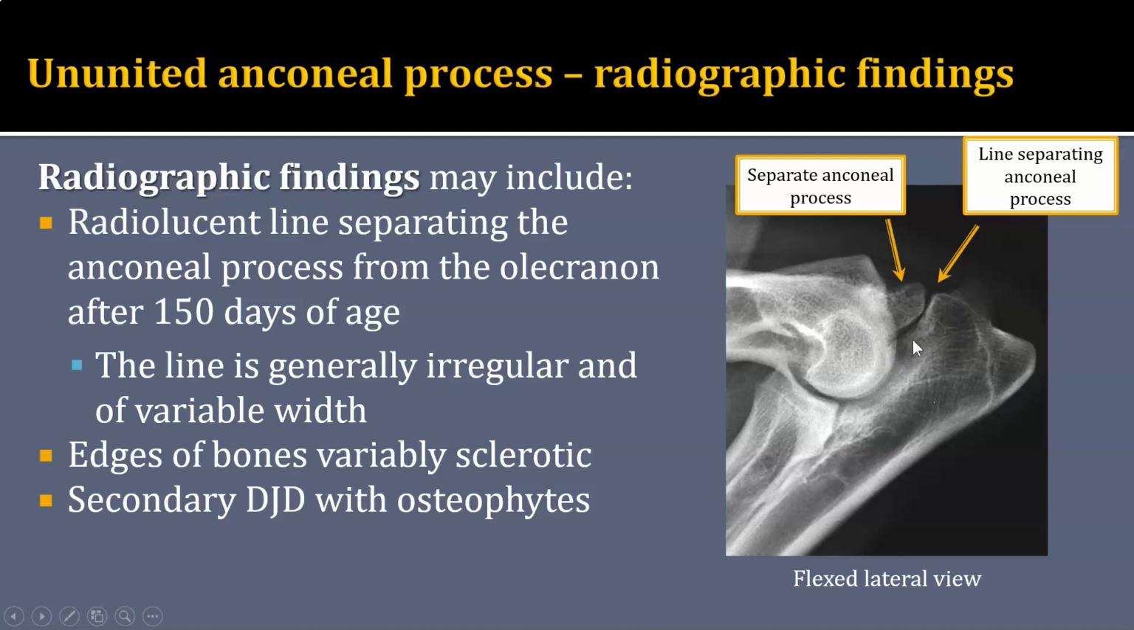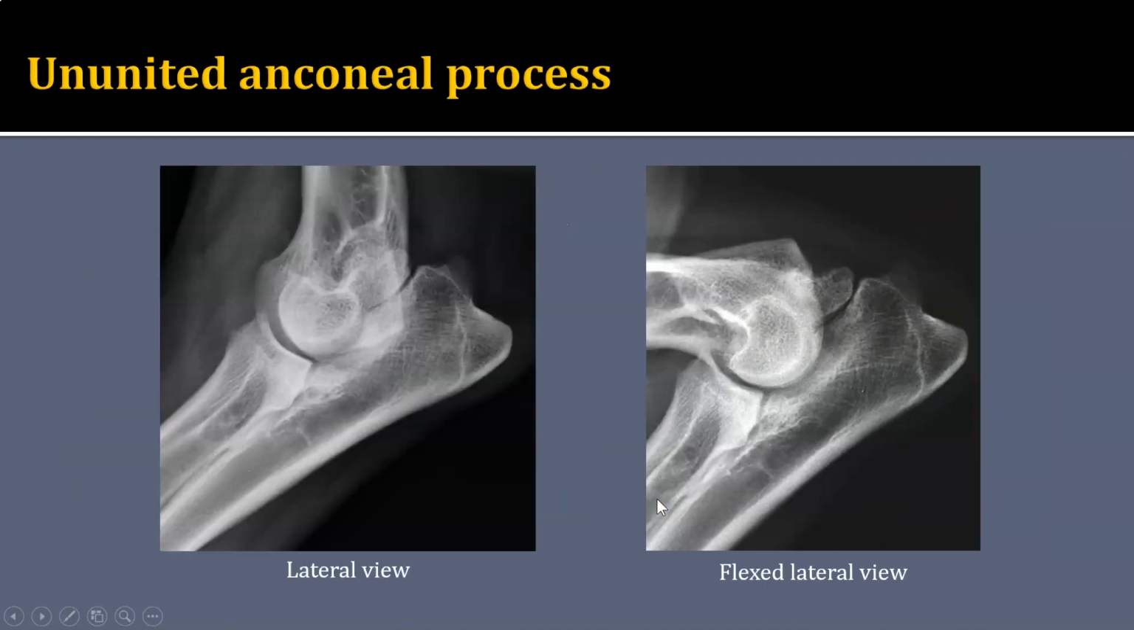When we look at the anconeal process of this dog, we can see that there is a large radiolucent line that's somewhat irregular, separating out the anconeal process from the rest of the ulna, or the rest of the olecranon here. Usually this irregular line has variable sclerosis on the edges of the fragments. And then certainly this patient can develop secondary osteoarthritis with osteophytes in the sites that we've already looked at.